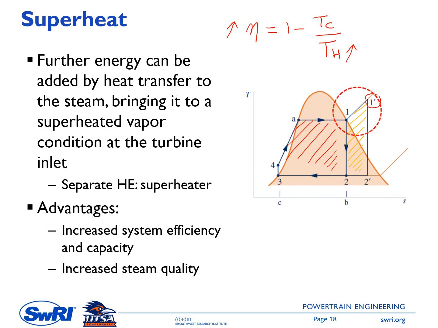The third benefit is increased steam quality. Without a superheater, the steam quality at the turbine exit is at this point, point 2A. Now by having a superheater, the steam quality increases, so it moves to the right and is now at point 2 prime. So by having a superheater, we have three benefits: increased system efficiency, increased system capacity, and increased steam quality. And the last benefit here is good for the turbine lifetime.